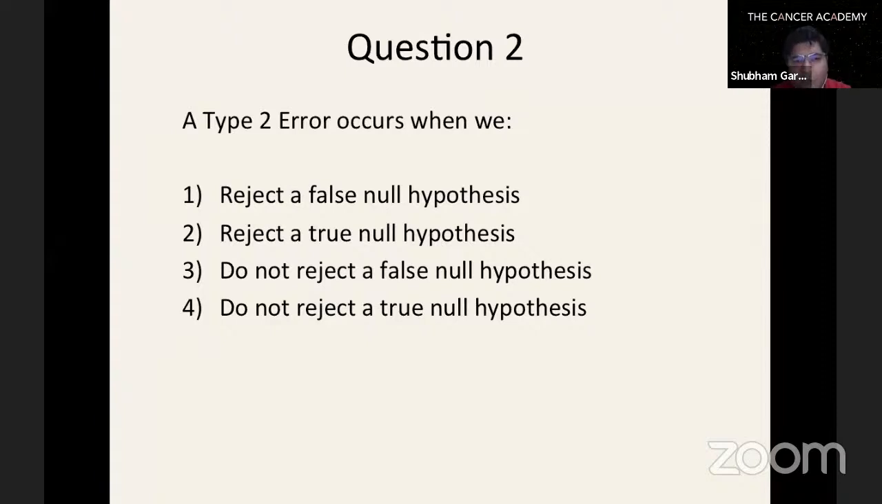Similarly, what is a type 2 error, or how do we define a type 2 error? When we reject a false null hypothesis, when we reject a true null hypothesis, we do not reject a false null hypothesis, and 4, we do not reject a true null hypothesis. So just the two errors that we wanted to cover, type 1 and type 2.